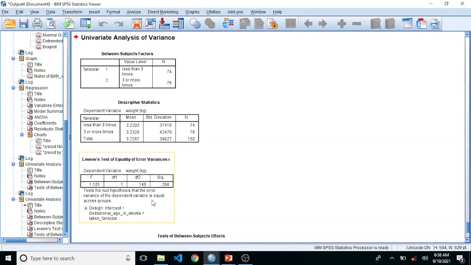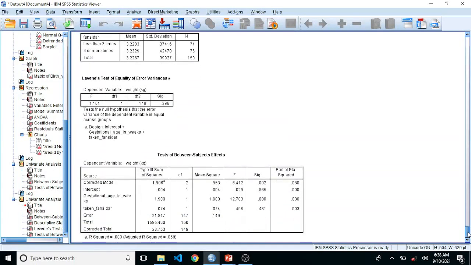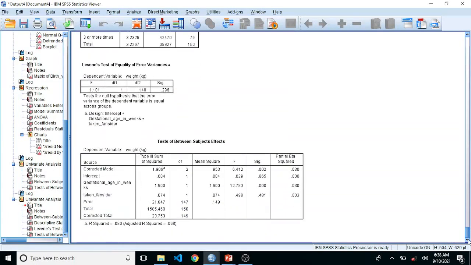Levene's test of equality is not significant, which means there is homogeneity of variances. So that's good. So we come down to the tests of between subjects effects, and we'll focus on the consider group, and here it is not significant. So even though we've controlled for the covariate, yet we do not have significance.